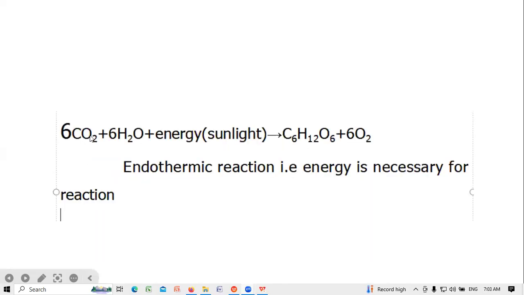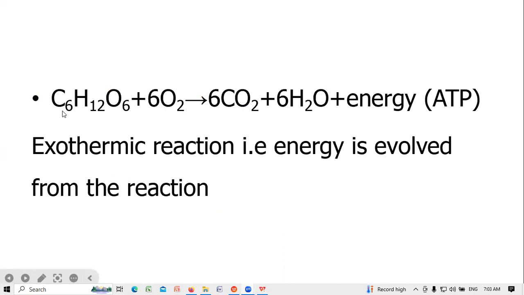For example, carbon dioxide and water in the presence of sunlight give glucose and oxygen. This is an endothermic reaction, that is, energy is necessary for the reaction. So sunlight is necessary for this reaction. If glucose reacts with oxygen, it produces carbon dioxide, water and energy, adenosine triphosphate. This is an exothermic reaction, that is, energy is evolved from the reaction.